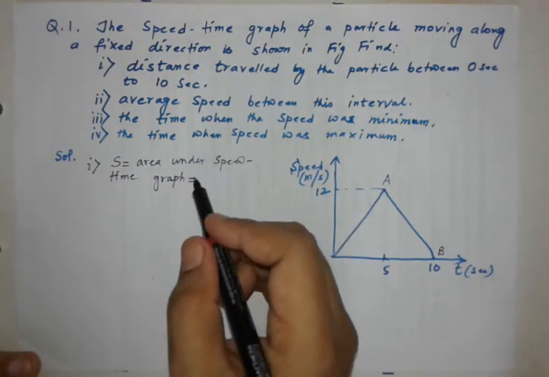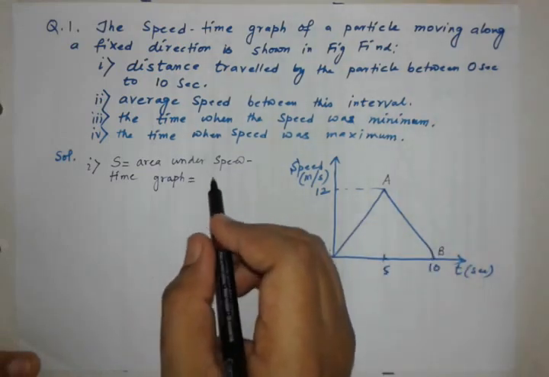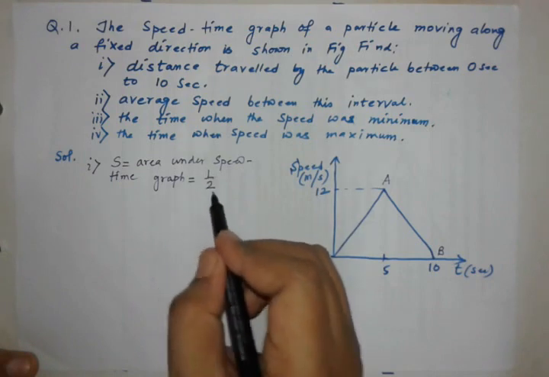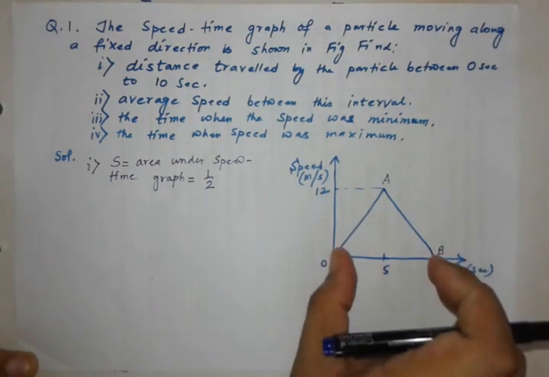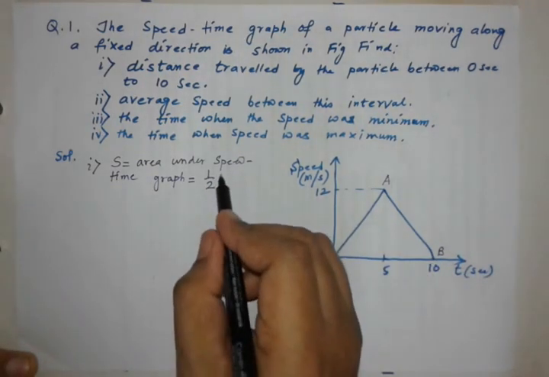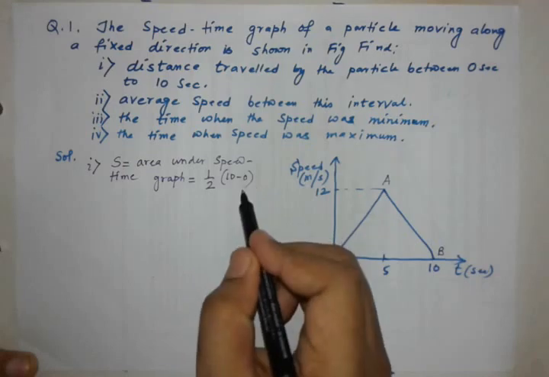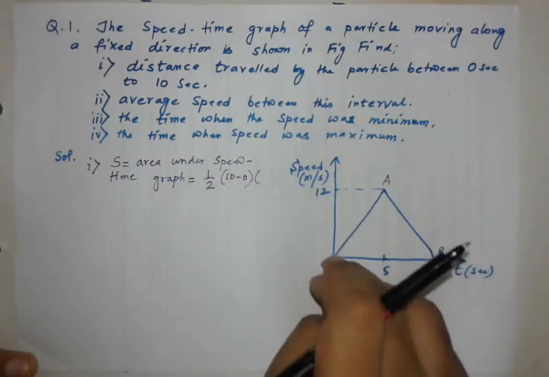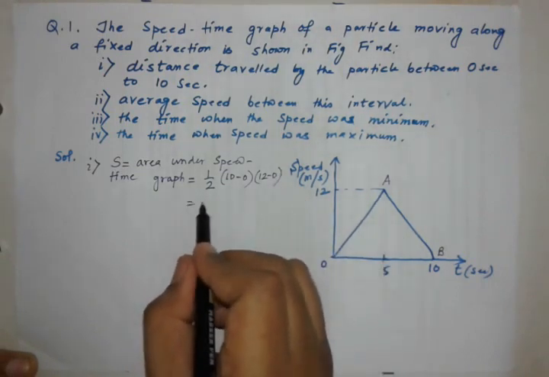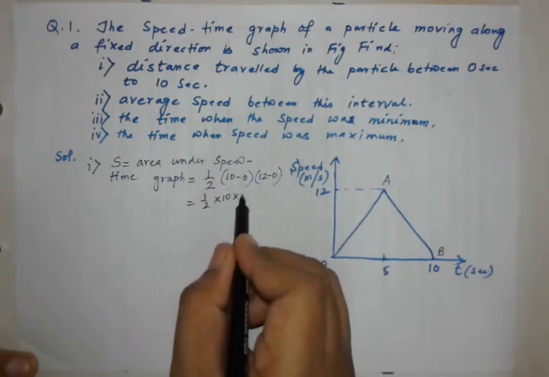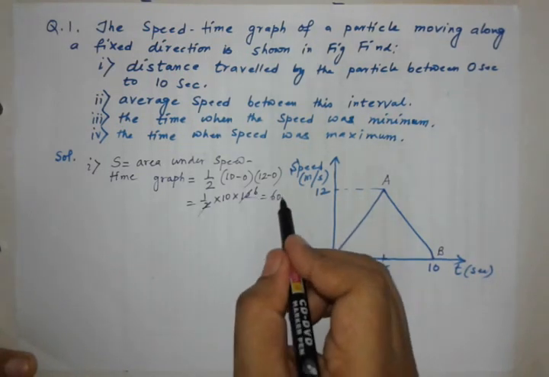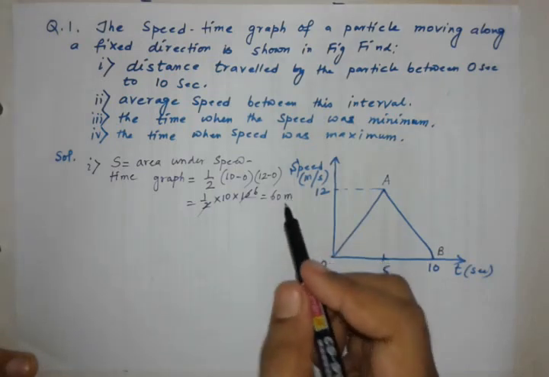It is equal to the area of this. This is a triangle, so you can write half. This base is from 0 to 10, so 10 minus 0, into the height, starting from 0 to 12, so 12 minus 0. If we calculate, we get half into 10 into 12. This gives 6, so it will be 60 meter. So your distance will be 60 meter.